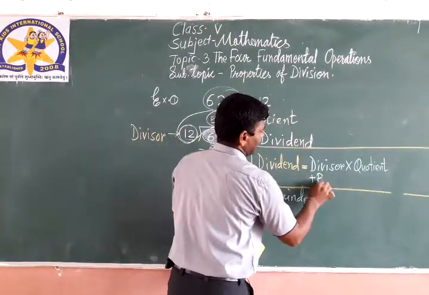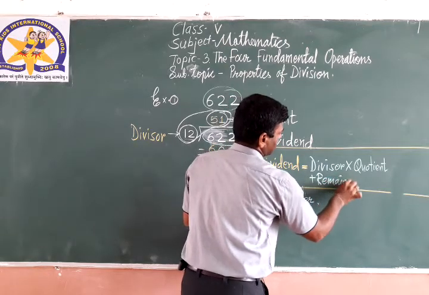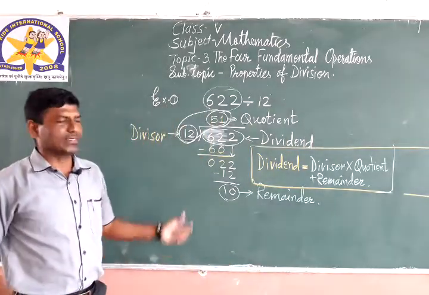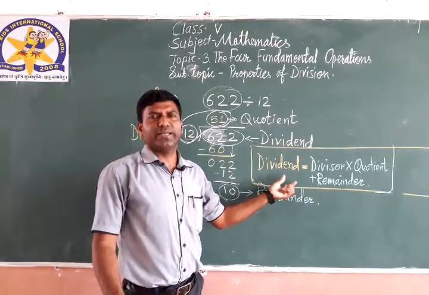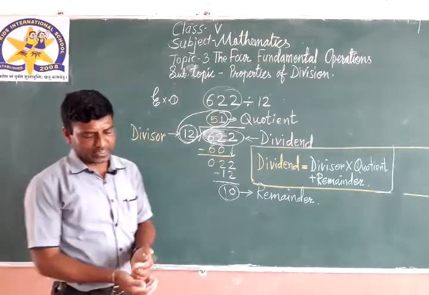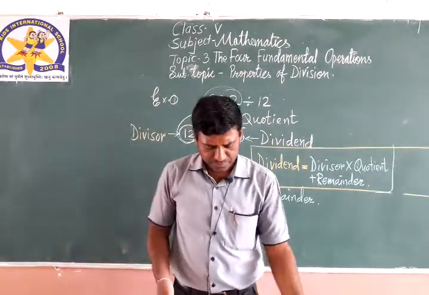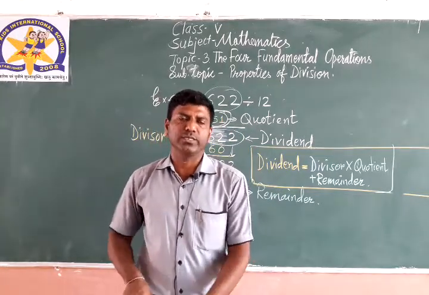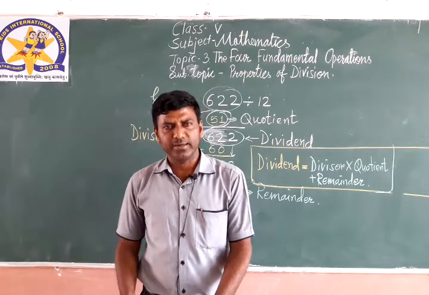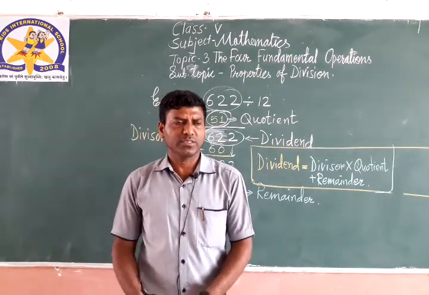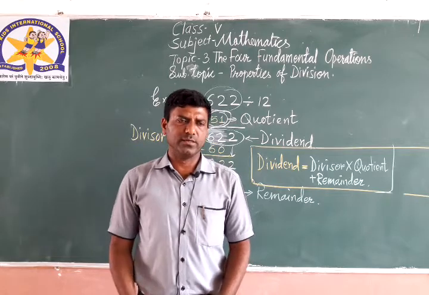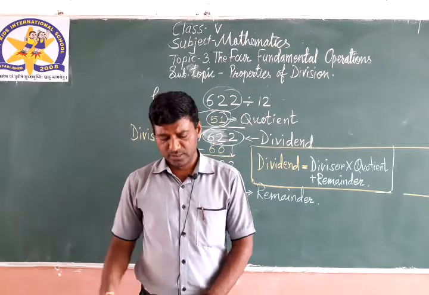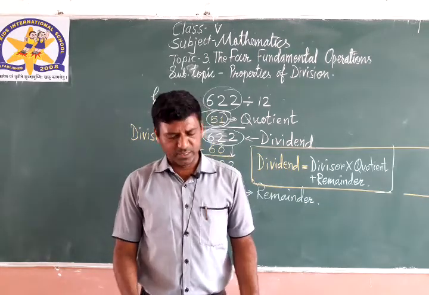Quotient plus remainder. Yes, understand? This is a formula by which we can check our answer. In the next video we will see division by one digit number and two digit number, how to divide. As you know the division, but still we will see division by one digit, two digit, three digit, four digit. Okay, till then, thank you.